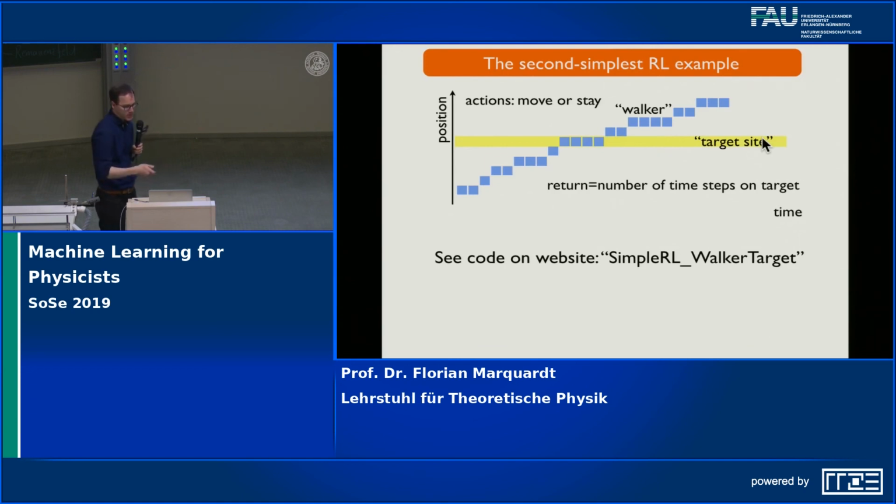But since you want to get a really large return in a limited number of time steps, you should really move very fast to the target site, as fast as possible, and then stay there for a long time. So this is the optimal strategy. If you get rewarded for being on the target site, but you don't start there, but you start somewhere else, then you need to move as fast as possible, and then you want to stay for a long, long time.